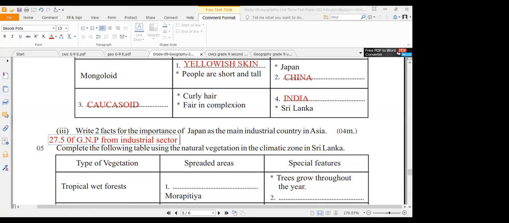26.2 of labor force, right. 26.2 of the labor force comes from the industrial sector.